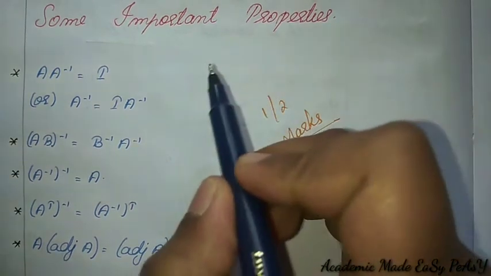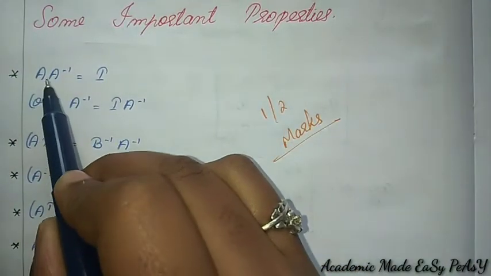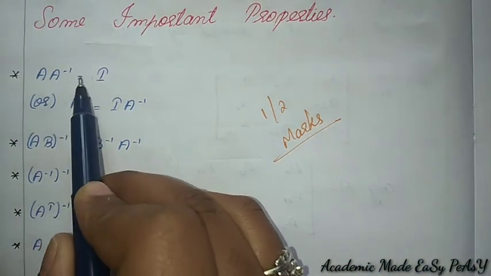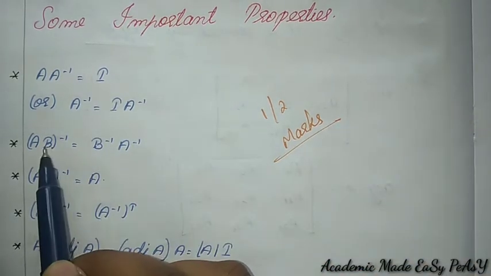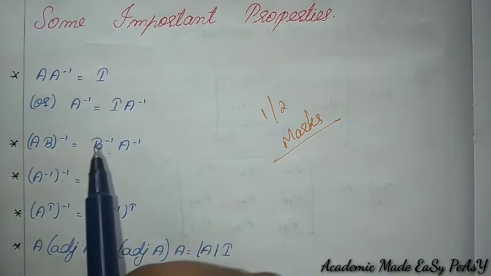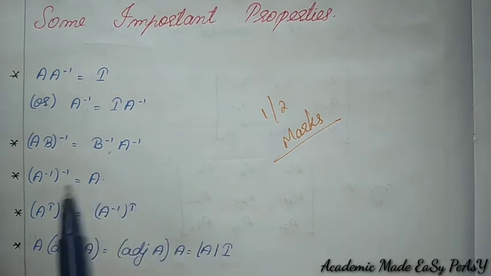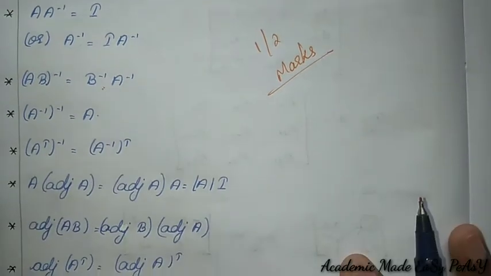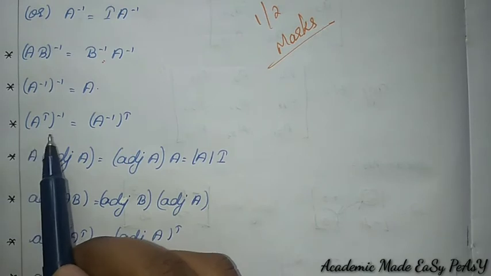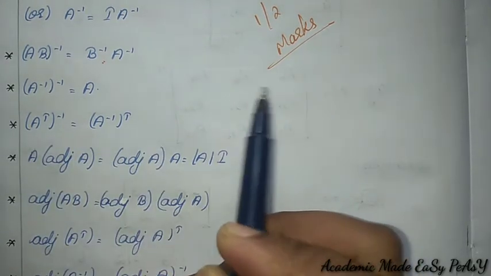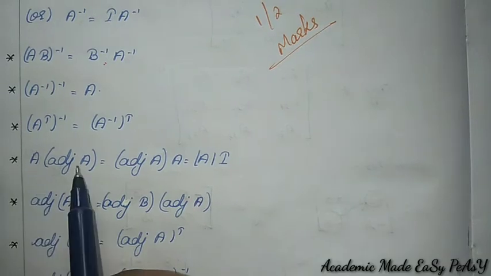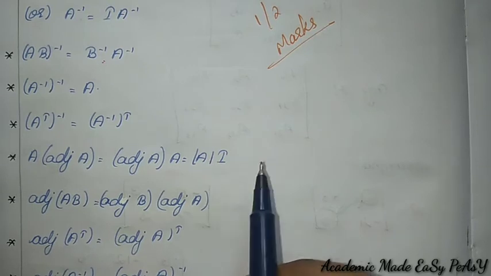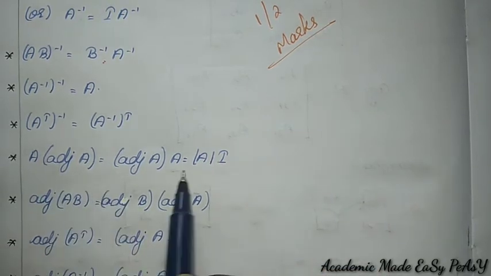Some important properties. The first one is A into A inverse is identity matrix. We already know this, no? Next, AB the whole inverse is equal to B inverse into A inverse. Then A inverse the whole inverse is equal to A. A transpose inverse is equal to A inverse transpose; both are the same, they are saying. A into adjoint A is equal to adjoint A into A is equal to determinant of A into I. These three are equal, they are saying.